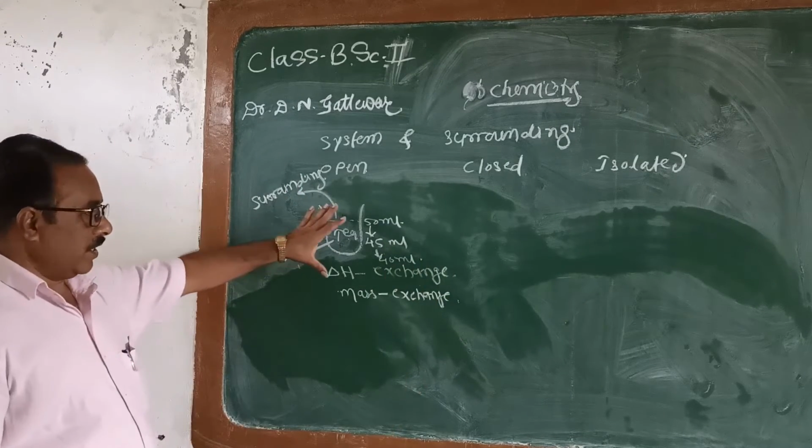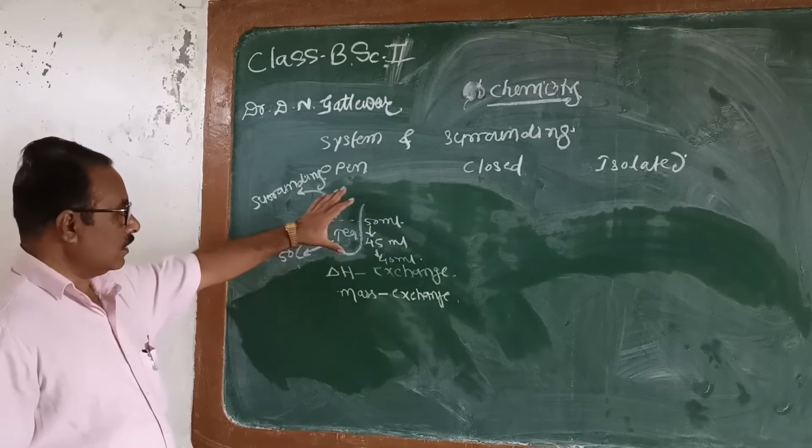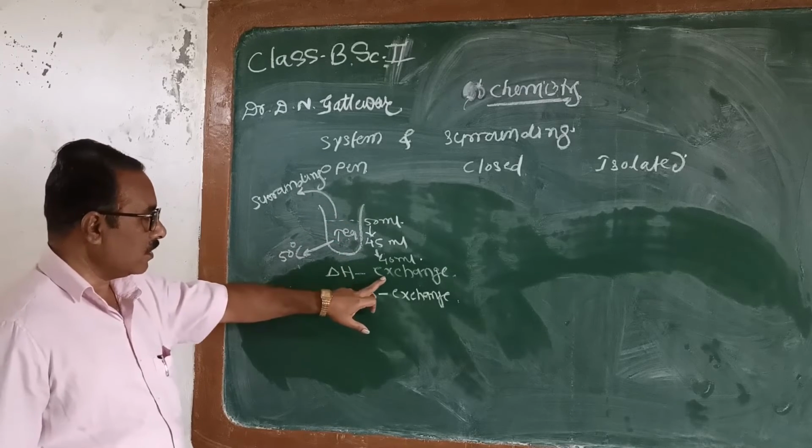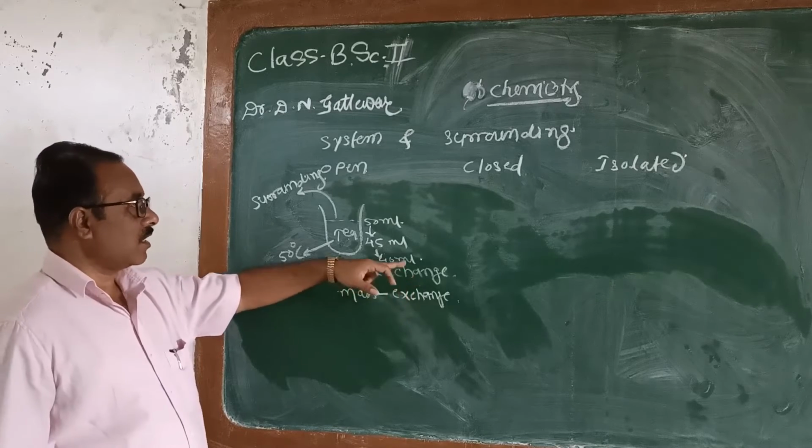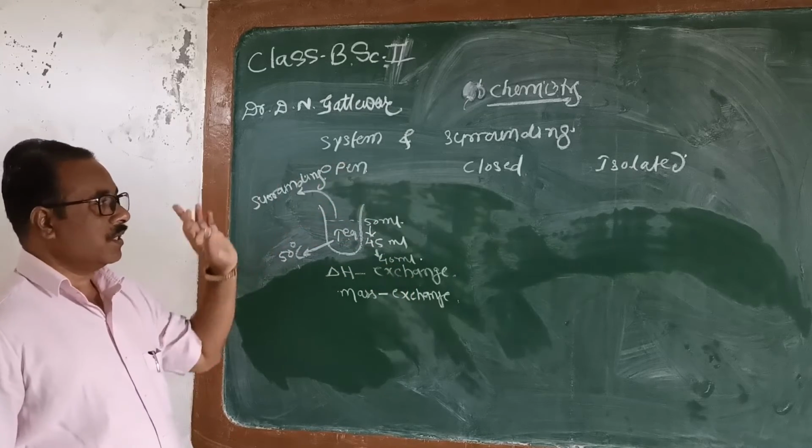This is the open system here. So how can we define it? The system in which the heat energy as well as mass can be exchanged with the surroundings is called the open system.